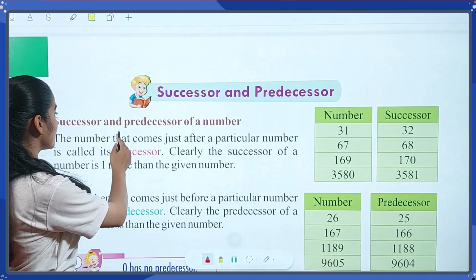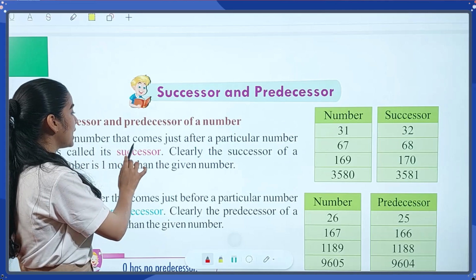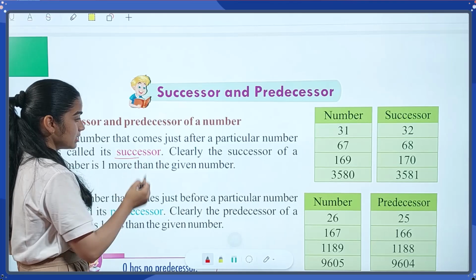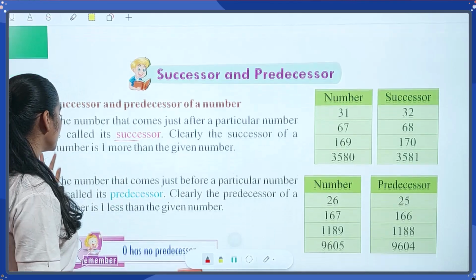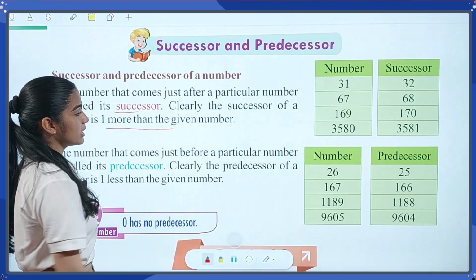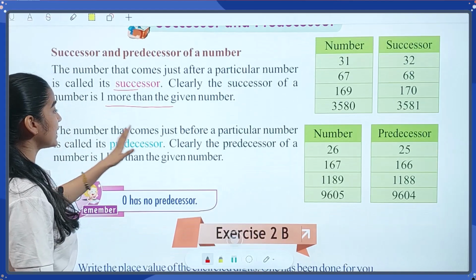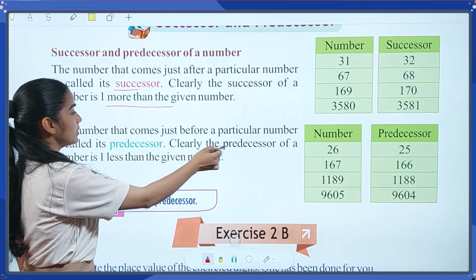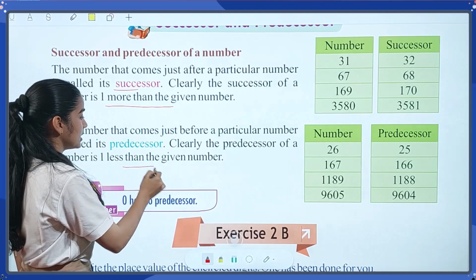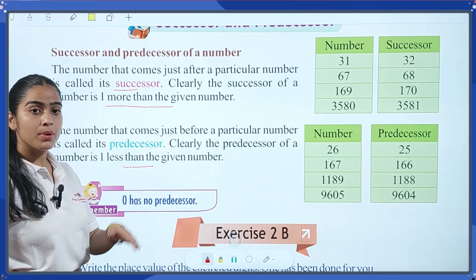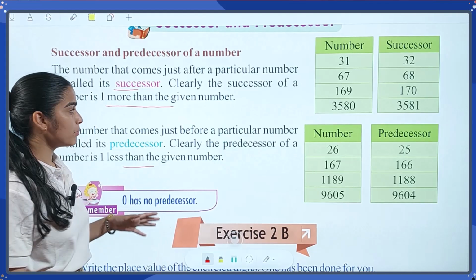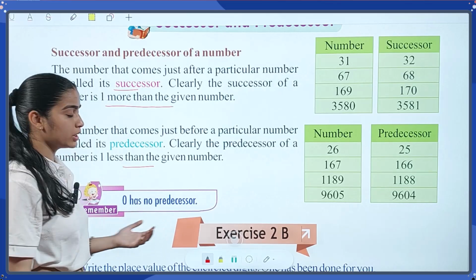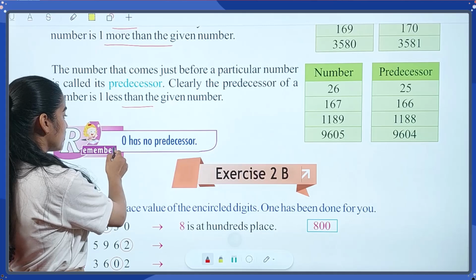Now successor and predecessor. The number that comes just after a particular number is called its successor. Clearly, the successor of a number is one more than the given number. Next, the number that comes just before a particular number is called its predecessor. Clearly, the predecessor of a number is one less than the given number. It means the number before a particular number is called its predecessor, and the number just after a particular number is called its successor. Zero has no predecessor.